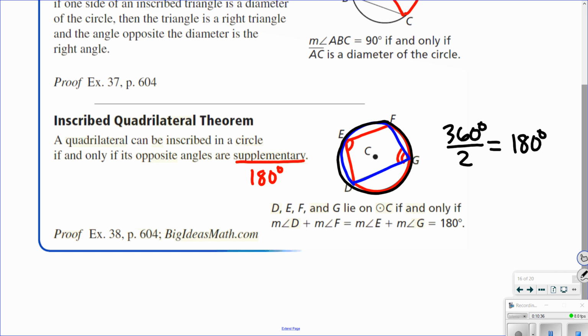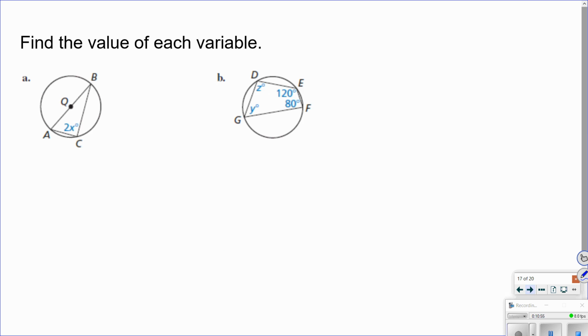So they have to add up to be 180. That's true of any opposite angles of an inscribed quadrilateral. They always add up to be 180. So that plus that adds up to be 180, and that plus that adds up to be 180. Hopefully that makes sense why those two theorems work. Let's use them to find these.